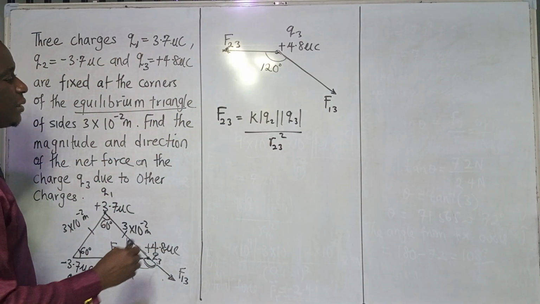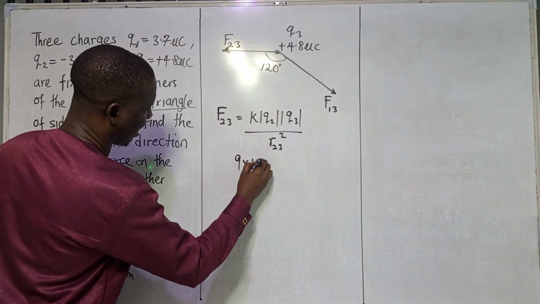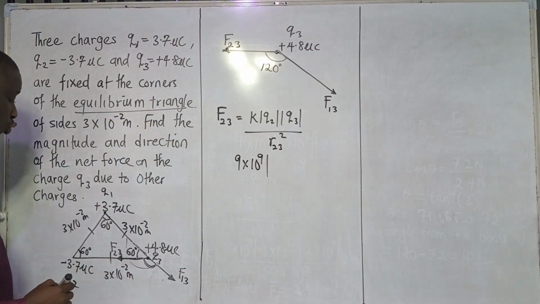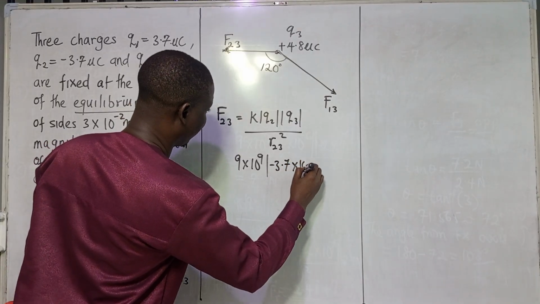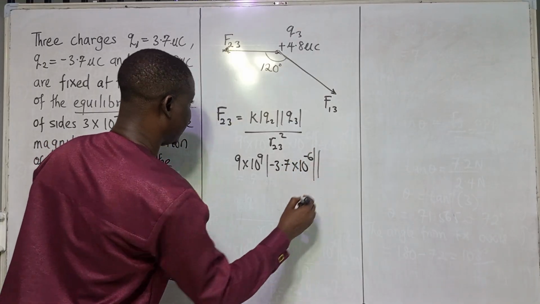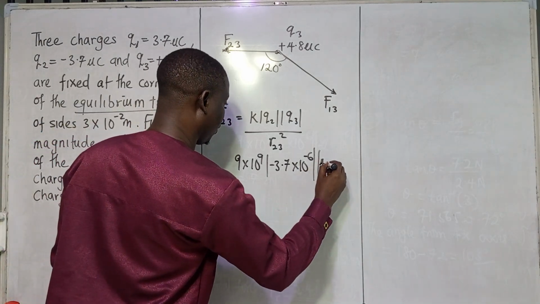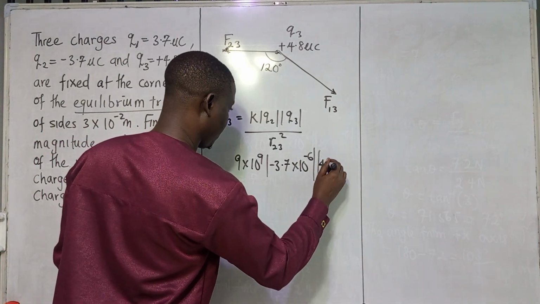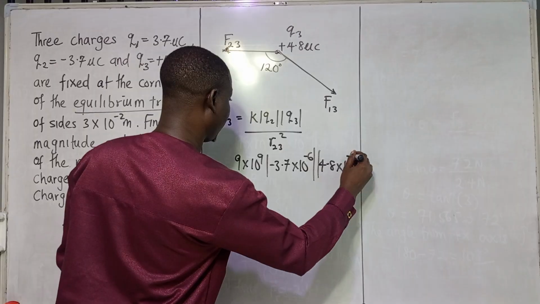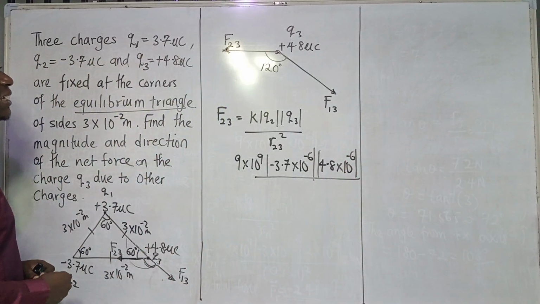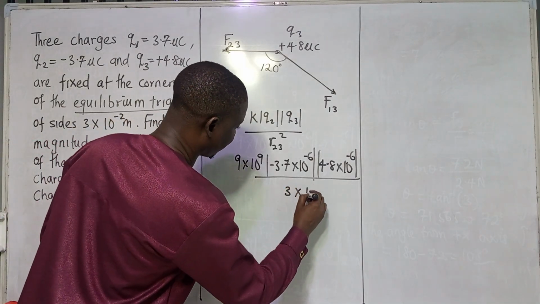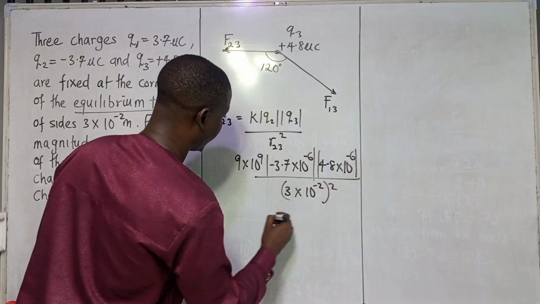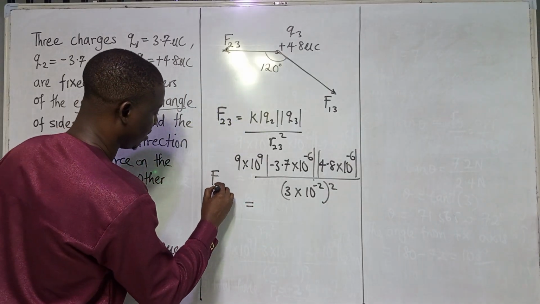So when you look for the force, we have 9 times 10 to the power 9. Absolute of Q2 is minus 3.7 times 10 to the power minus 6. Micro is minus 6. Then Q3 is 4.8 times 10 to the power minus 6, divided by the distance apart between Q2 and Q3, which is about the same, 3 times 10 to the power minus 2, all squared.